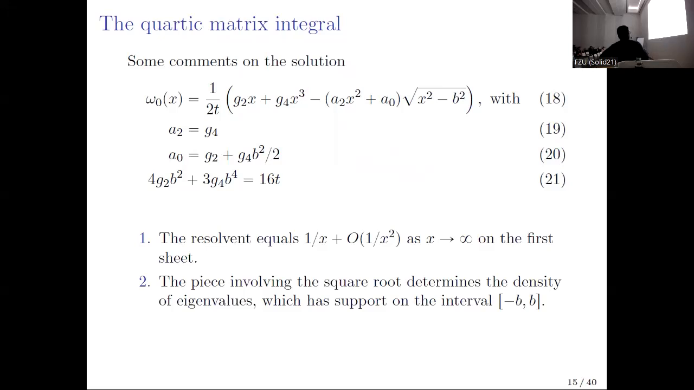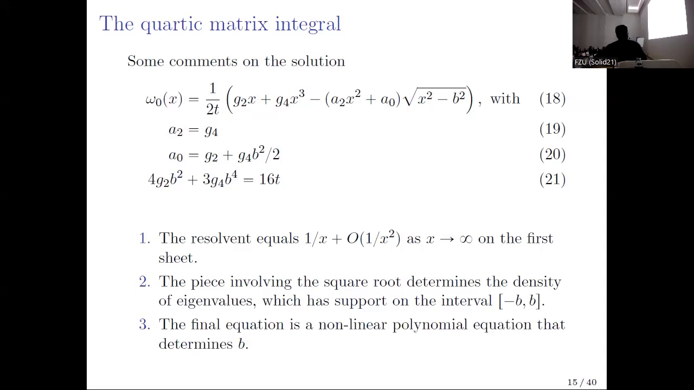And notice that if you set G4 to 0, then it's just a Gaussian potential with positive Gaussian, and you should recover the Wigner semicircle. So A2 vanishes, A0 is a number, you just get a square root. So that's the Wigner semicircle when G4 is 0. And I just want to say the final equation is a nonlinear equation that determines B.